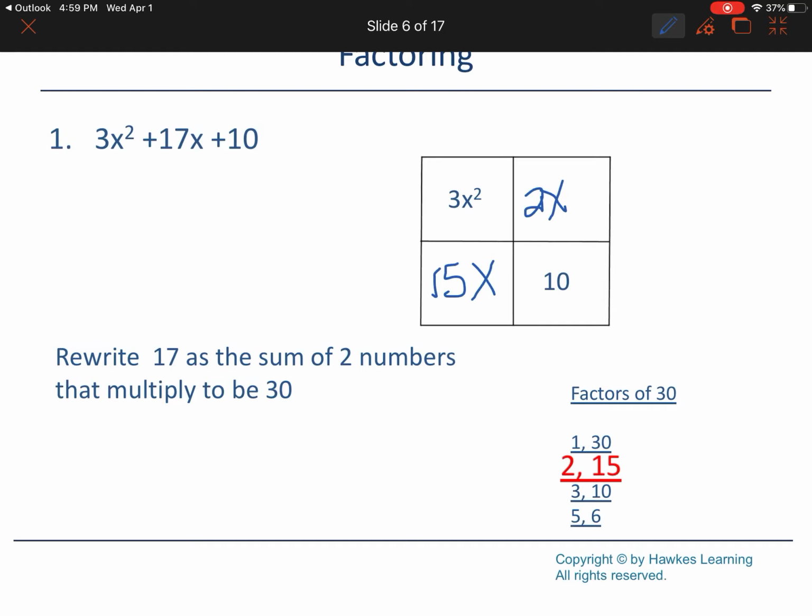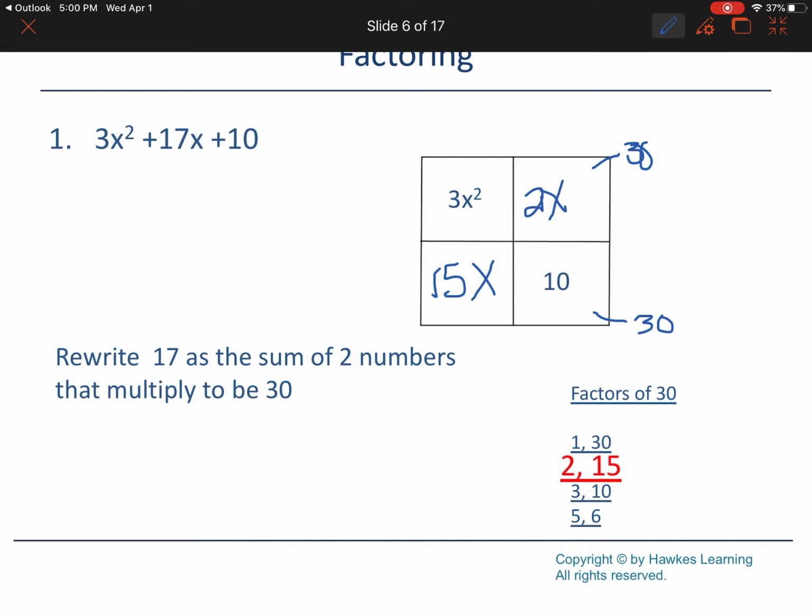That's equal to 17x. So I split it up in a way that my diagonals will equal each other when I multiply, because this one is going to be 30x squared, right? And this one, 15 times 2, that's going to be 30. Okay, so now I can just factor. I factor just like we did all those grouping problems, right?